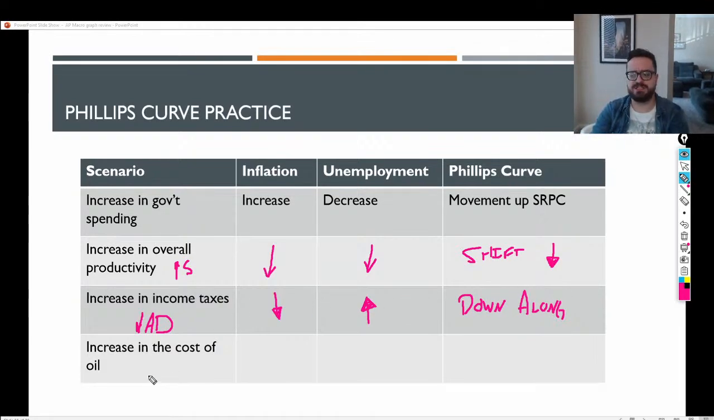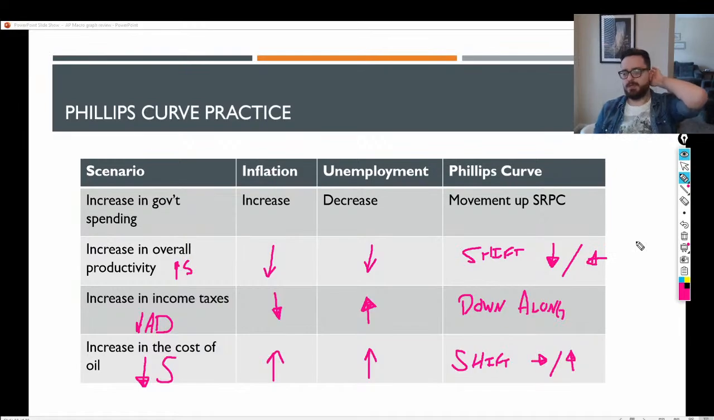And an increase in the cost of oil. Oil is a natural resource. This will affect our ability to produce things more than anything else. So decrease in aggregate supply. I'd get higher inflation and higher unemployment if I'm moving my supply curve to the left. I'm moving my Phillips curve to the right. So I'm moving it down, slash, right, slash, up, but I'm really moving it rightward.